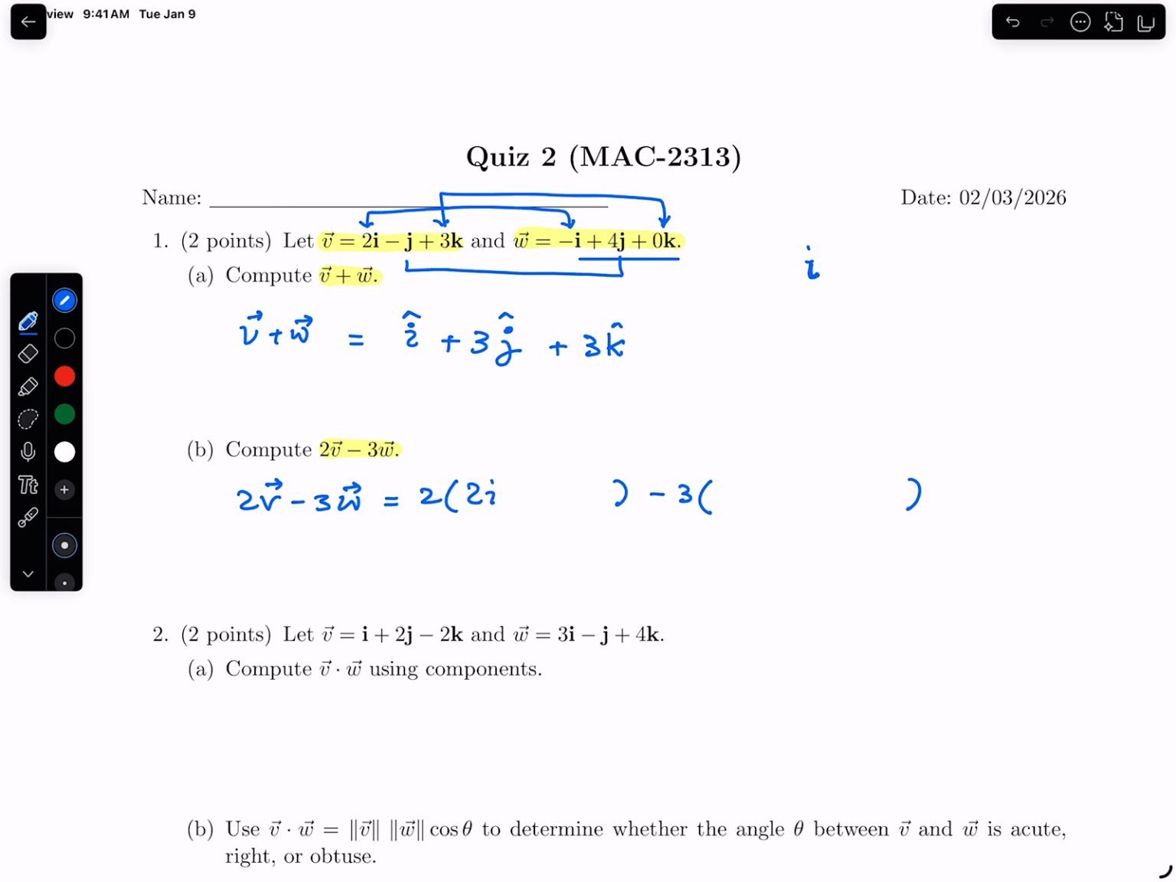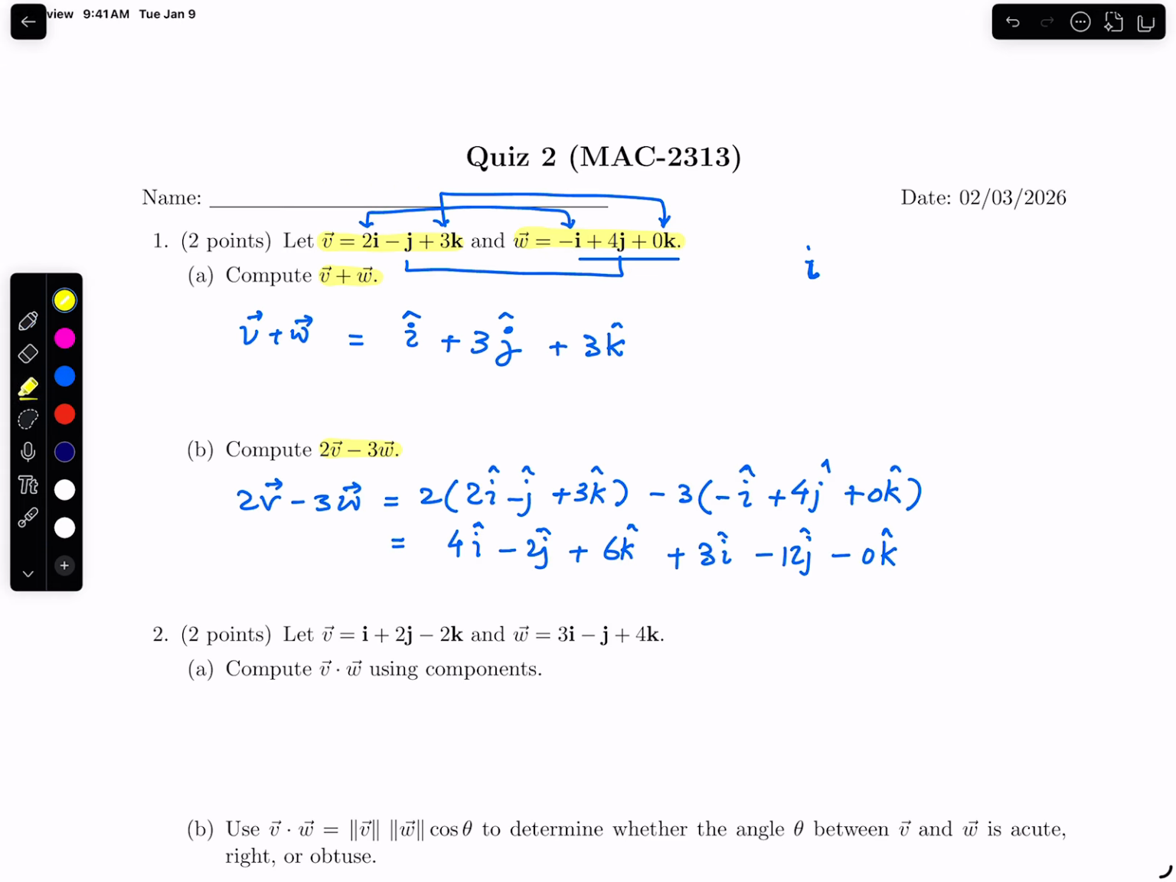Similarly, 2v minus 3w should be 2 times vector v minus 3 times vector w. Now vector v is 2i minus j plus 3k and w is minus i plus 4j plus 0k. So if I distribute 2 inside, this becomes 4i minus 2j plus 6k, and this one is plus 3i minus 12j and again minus 0k.